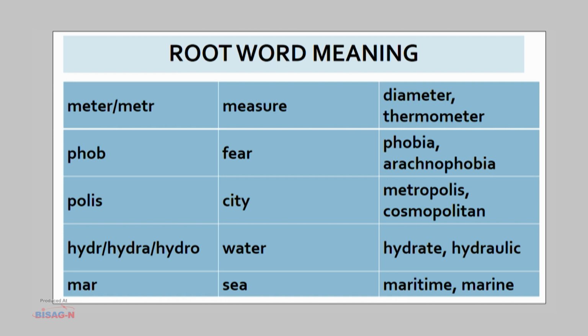Mar. Mar means sea. For example, maritime. It's maritime, right? Sea time. Marine. Somebody who is related with the sea. It's a marine animal. We can see so many marine creatures. He is a marine engineer. Right? So understanding of the root words will help you to understand the meaning of words in a sentence in a better way.